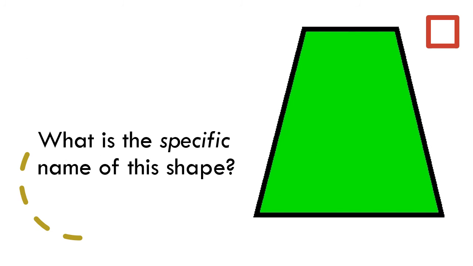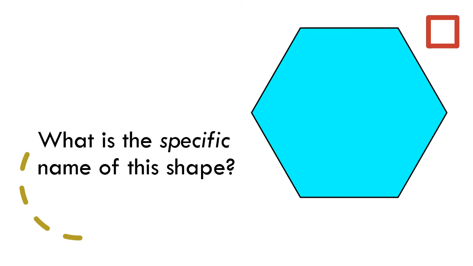All right, what is the specific name of this shape? Specific name. Ready, go. If you said quadrilateral, that is the category that the shape belongs to, but the specific name, it's not a square, it's not a rectangle, it's a trapezoid. Give yourself a point if you got that one. Keep it up.